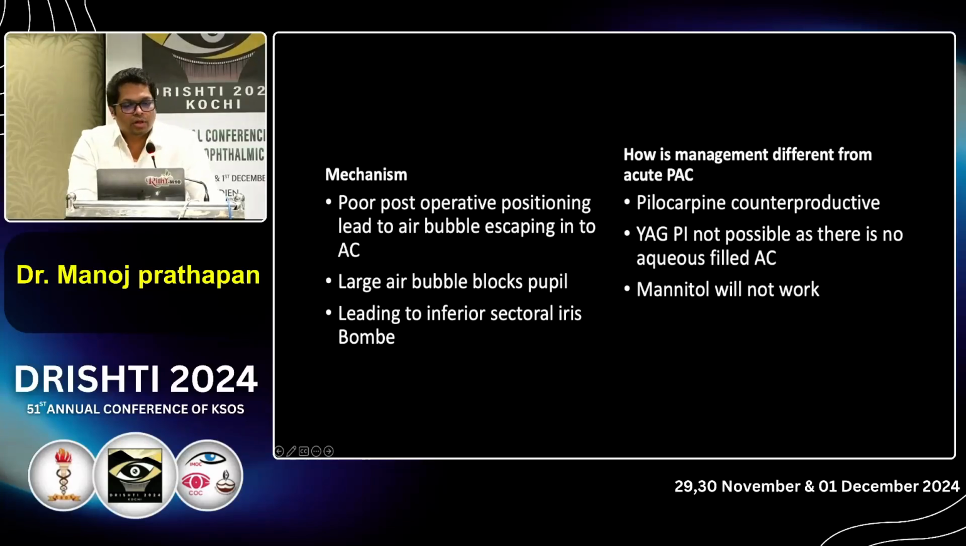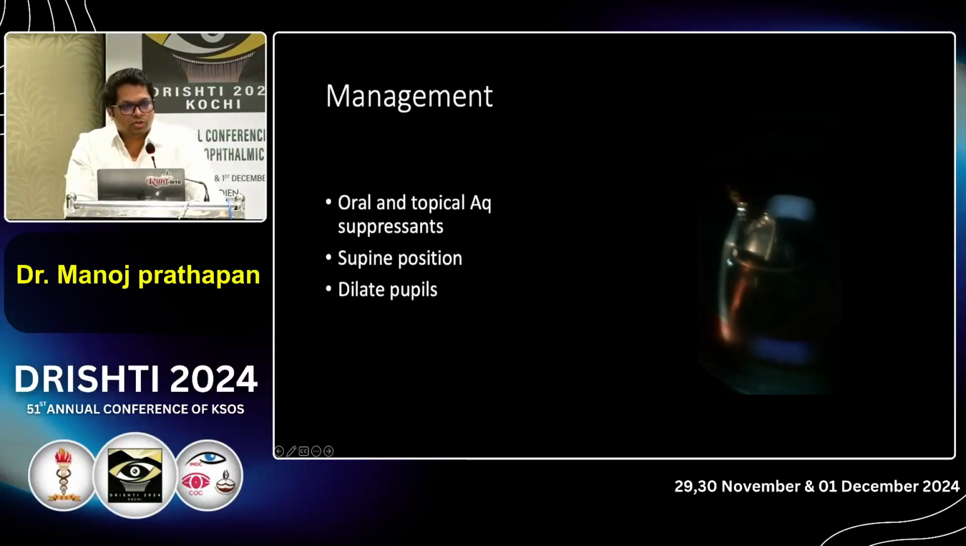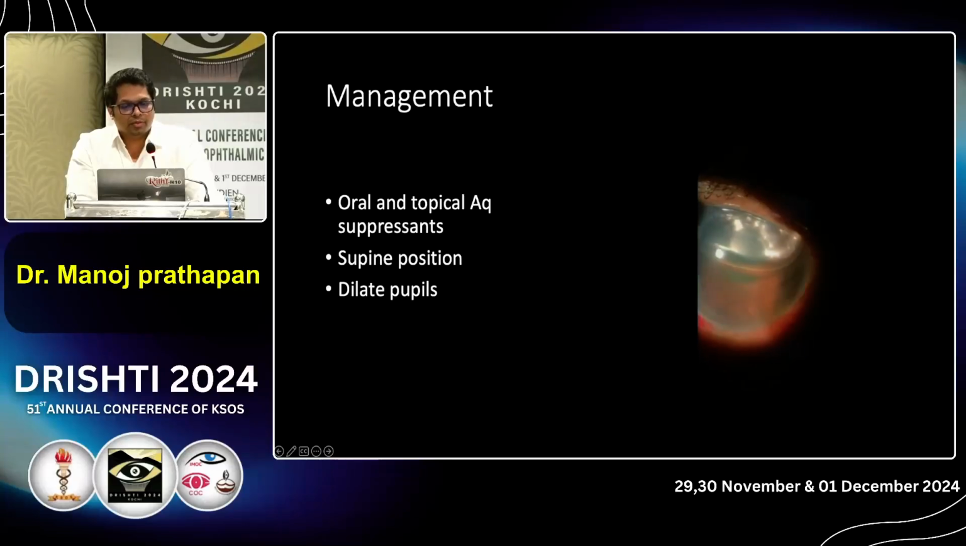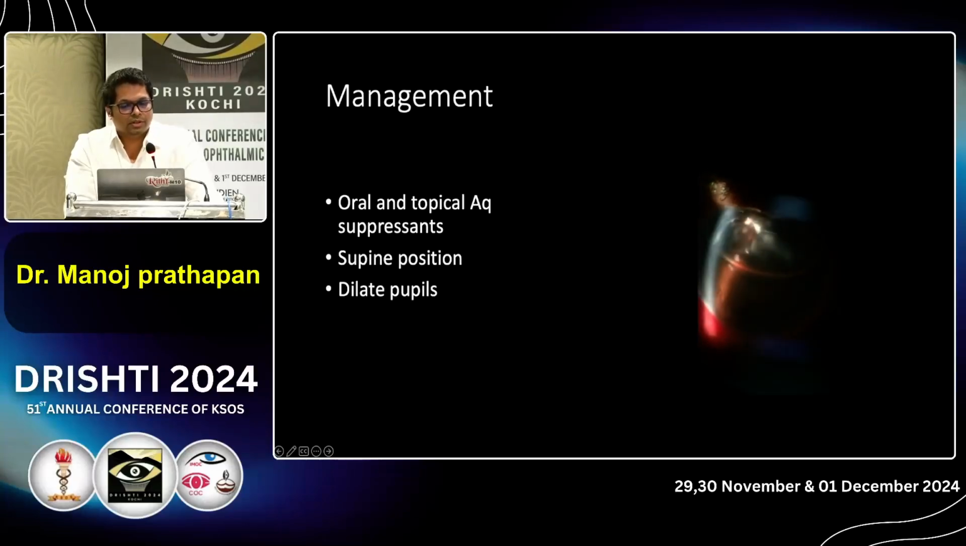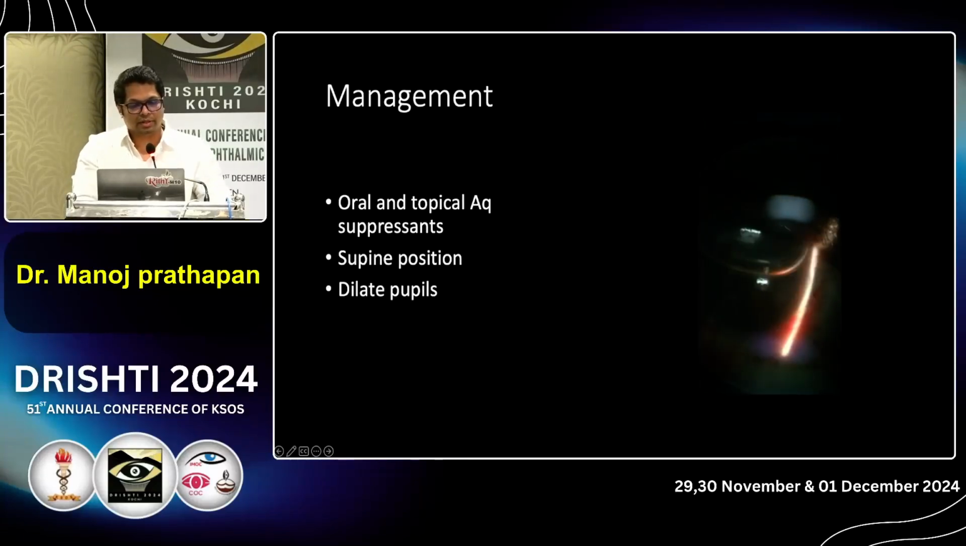Again, pilocarpine is counterproductive. You can't use it. PI cannot be done because there is no aqueous in the anterior chamber, and mannitol again will not work. So the management done here was to keep the patient supine and dilate the patient. As the pupil dilated, the pupillary block was reverted and the AC formed. It was as simple as that, and the cornea immediately cleared up.